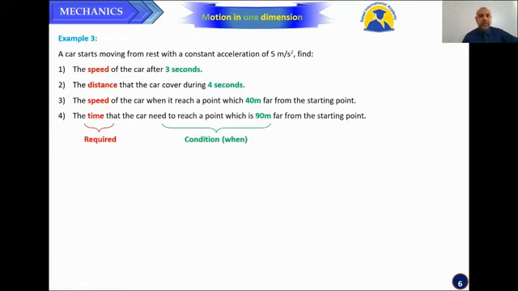Okay, let's answer some examples. A car starts moving from rest with a constant acceleration of 5 meters per second squared. Find the speed of the car after 3 seconds. Here we need to find the speed after 3 seconds. So the required is the speed and the given is the time, which is 3 seconds.